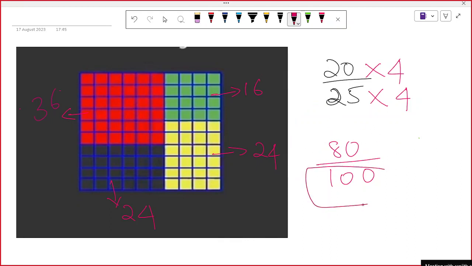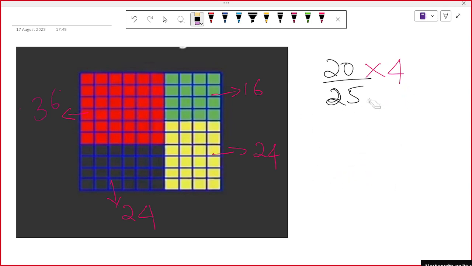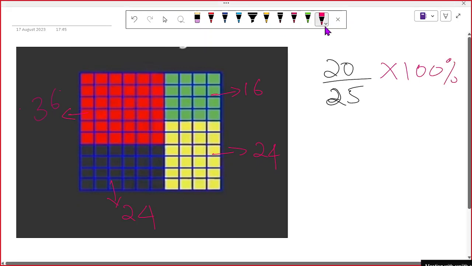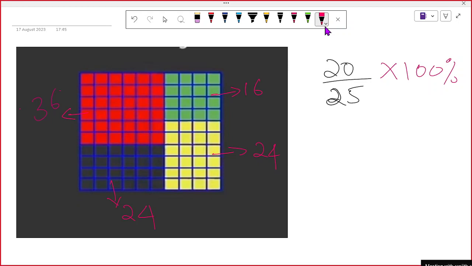Okay, so look here. We have converted the denominator into 100. This is one method where we make the denominator 100. Whatever is done in the denominator, we do the same action in the numerator. This is one method, but we usually don't use this. We simply multiply into 100%. Calculate this. You'll get the same answer. Reduce this.